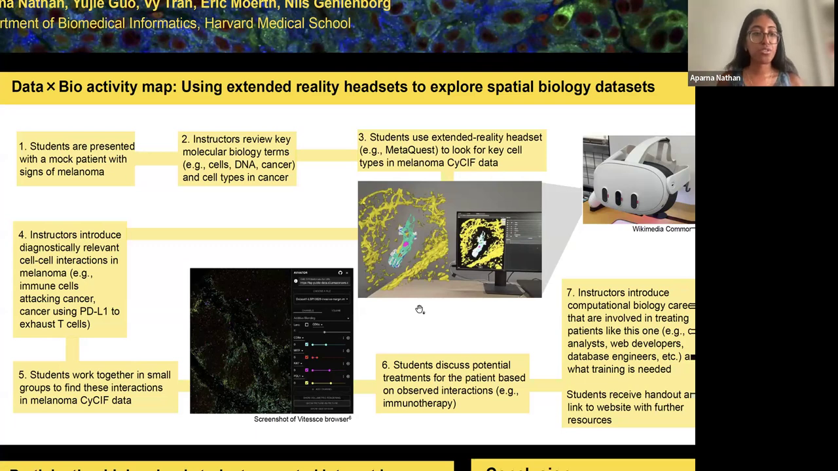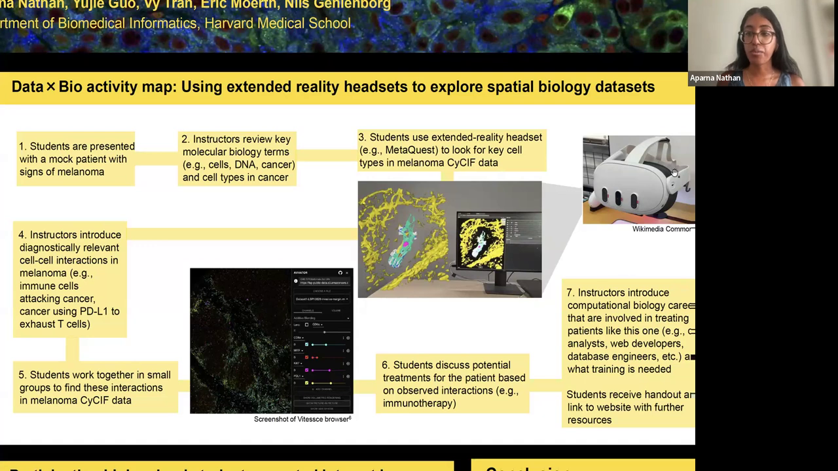After this, the instructors introduced the idea of cell-cell interactions and how they might be relevant to diagnosing or treating melanoma. For example, immune cells attacking cancer or cancer evading immune cells. With this additional step, students then broke off into small groups where they could work together to find these interactions in the melanoma CySIF data.